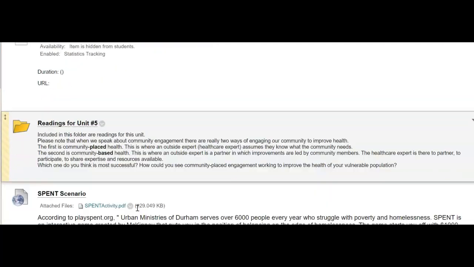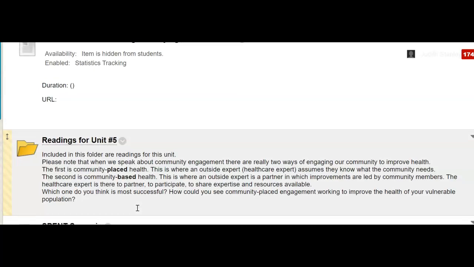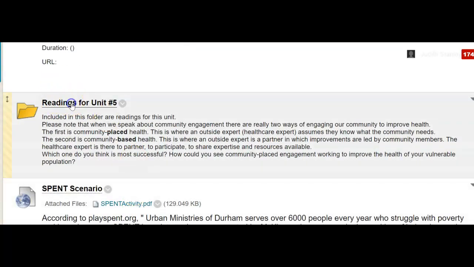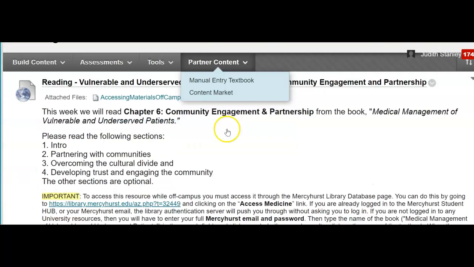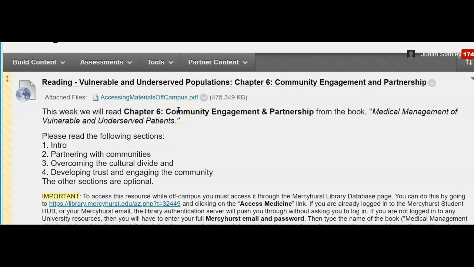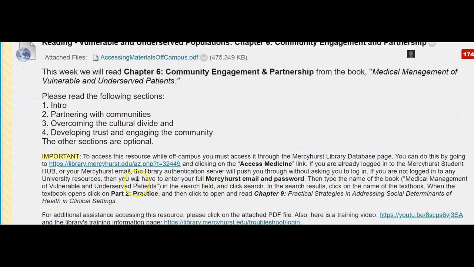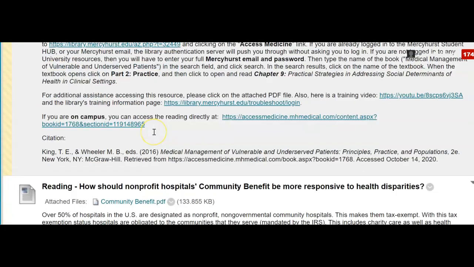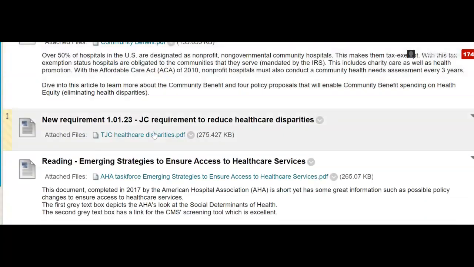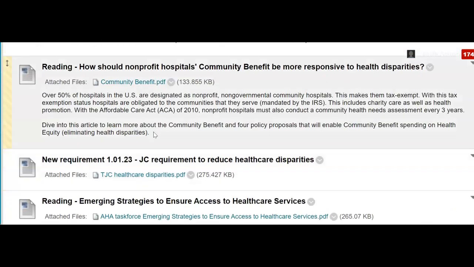So when you get into these readings, you're going to see that there's the chapter readings, and that's chapter 6, community engagement and partnership. That's in your ebook, and this is just accessing it like we provide you every single week. So you're going to read that chapter. Then there are 3 different readings that you're going to have.